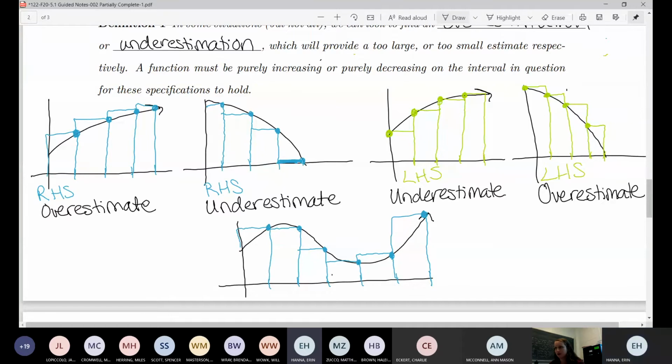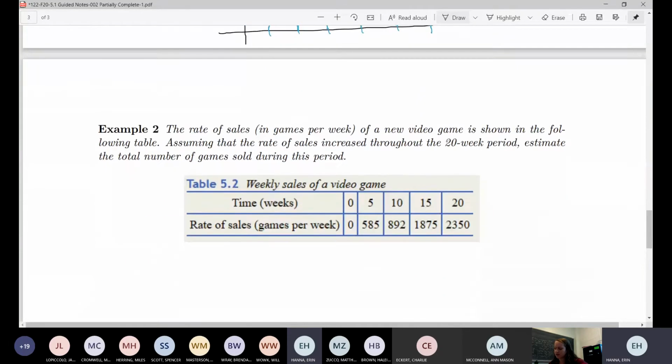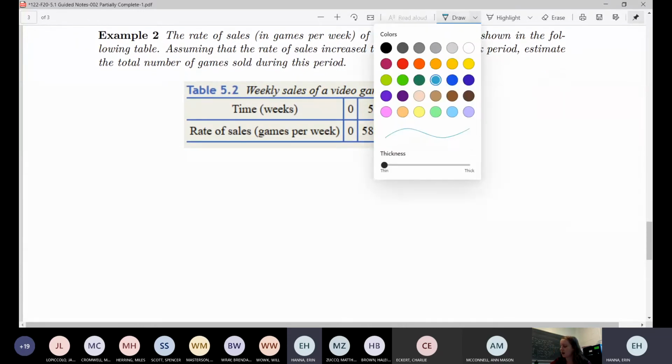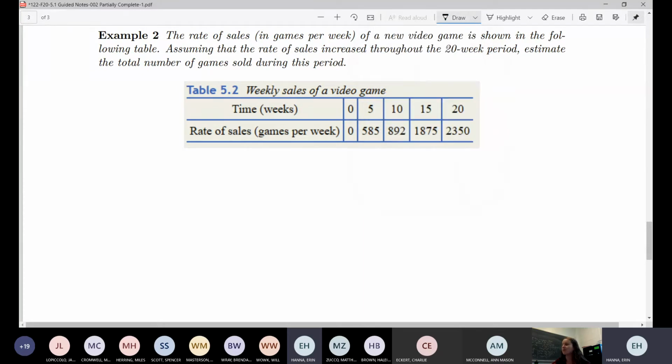But anyway, hopefully that makes sense. So overestimation and underestimation are decent classifications, but I will usually classify things as right versus left-hand side sums if I'm asking you to find them. If I want you to look at a picture and classify it as an over or underestimate, I do ask those types of questions.